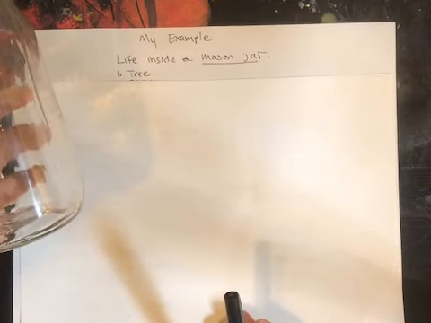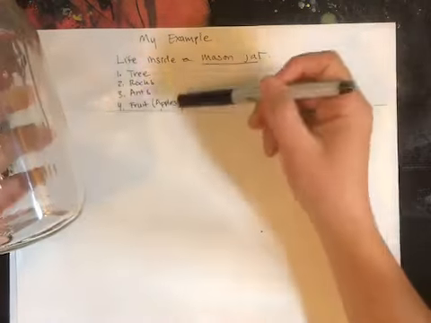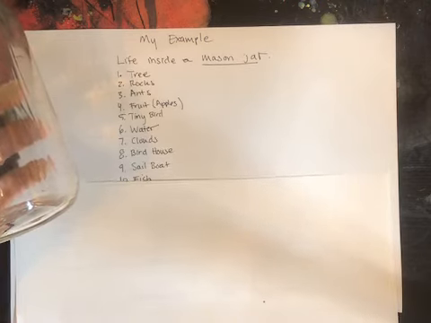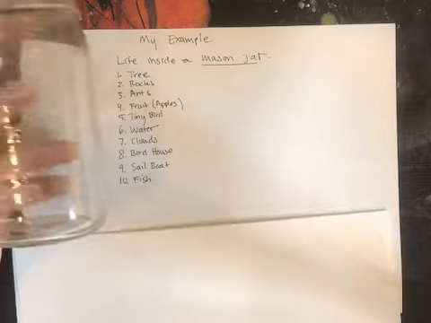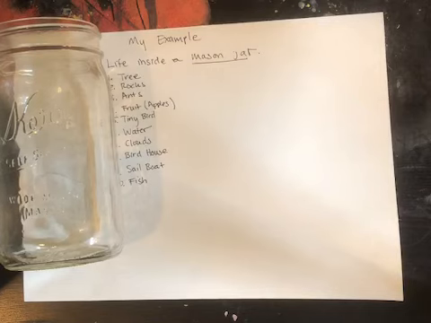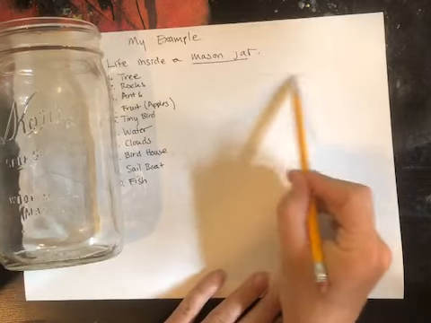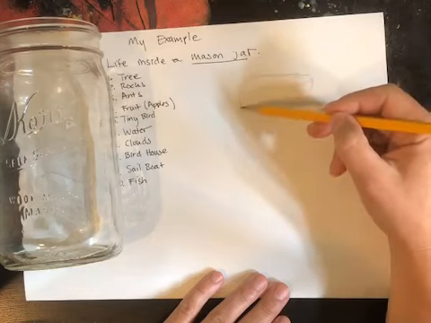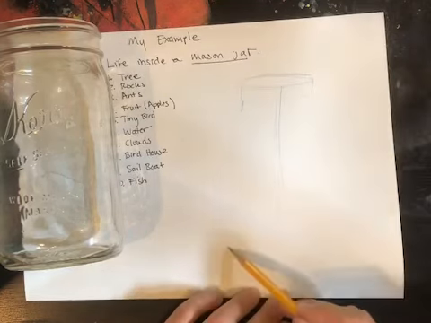So inside I'm going to be making a tree and have rocks and ants and some food for the ants to eat, which will be apples. I'm going to put a little teeny tiny bird in it. I'm going to have water in it, clouds, a birdhouse, a sailboat, and a fish. So I'm going to leave this right here. I'm just going to do a really quick sketch for you so you understand what I'm talking about, and then I'm going to go into this a little bit further. So I'm going to be drawing it out just to give me a good idea of what I would want to do with my mason jar.